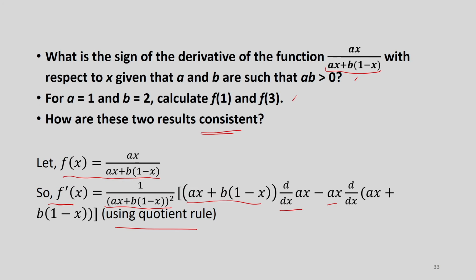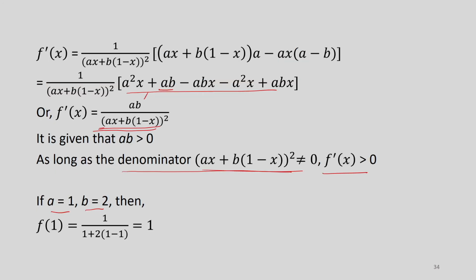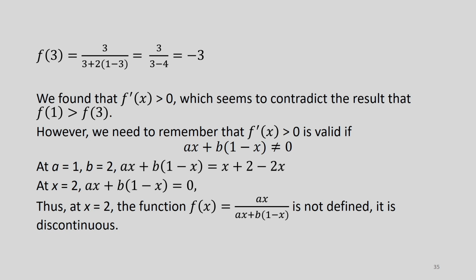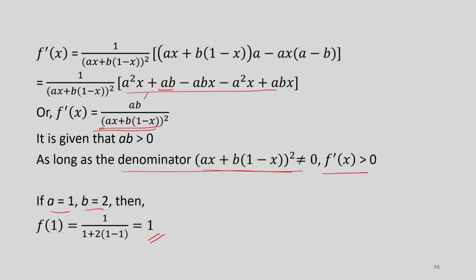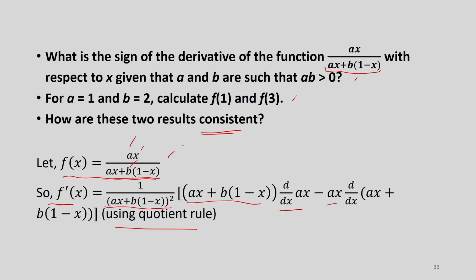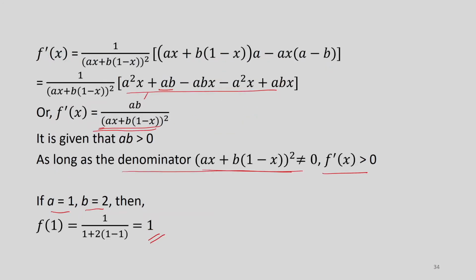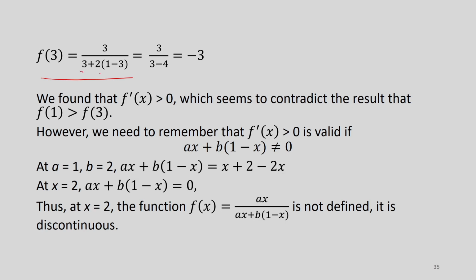That is very simple. I have to use this expression. I put a equal to 1, b equal to 2, and x equal to 1 here, and that turns out to be simply 1. Okay, f of 1 is equal to 1. Second, what is f of 3? Again I use the functional form. I put x equal to 3 along with a equal to 1 and b equal to 2, and I do the simplification. I get actually minus 3.